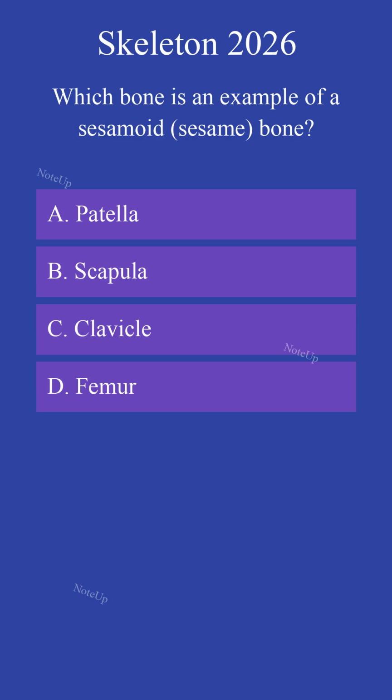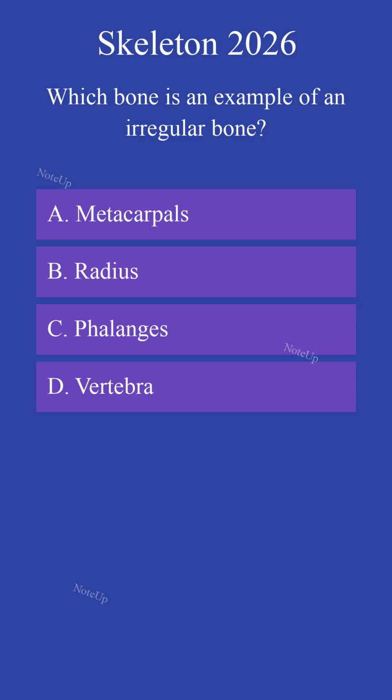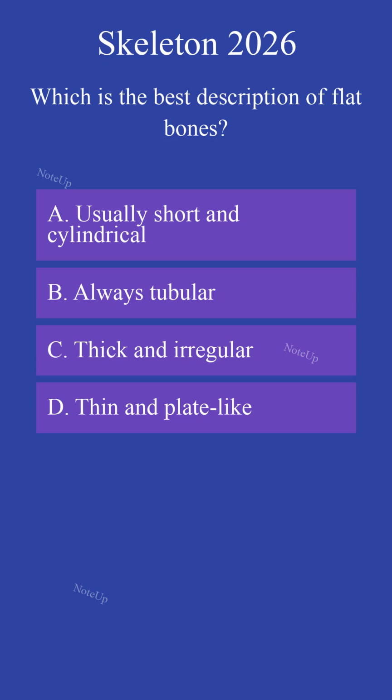Which bone is an example of a sesamoid, sesame, bone? The correct answer is A. Patella. Which bone is an example of an irregular bone? The correct answer is D. Vertebra. Which is the best description of flat bones?